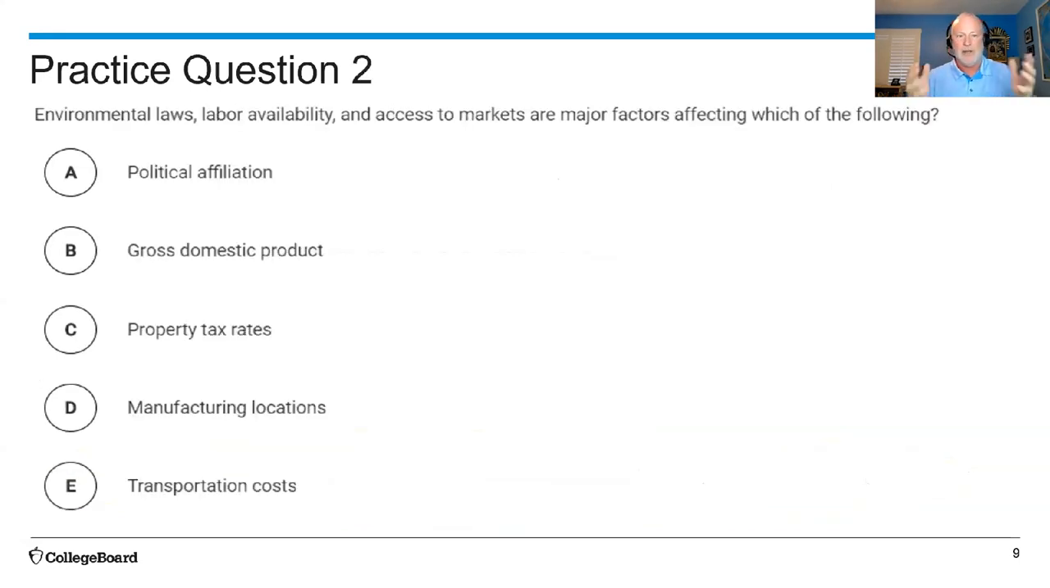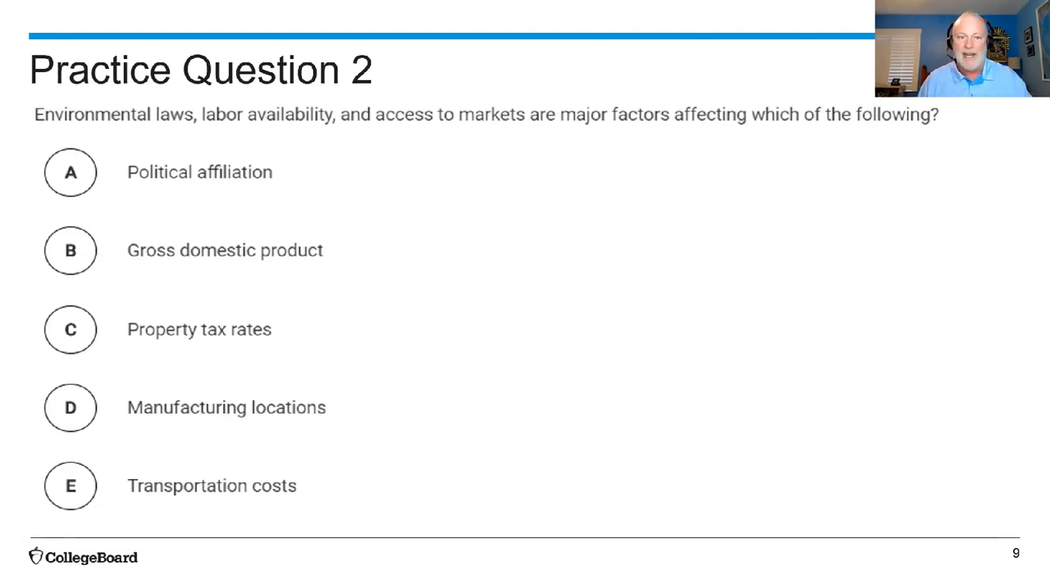Okay, the second question: environmental laws, labor availability, and access to markets are all major factors that affect which of the following, right? Well, we know that the topic that we're dealing with in this question is all about the global economy, right? Now, transportation's a great distractor down there. But remember, transportation costs are affected by distance and they're affected by the mode of transportation and all that. So that's a good answer, but that doesn't answer the question that's being asked.